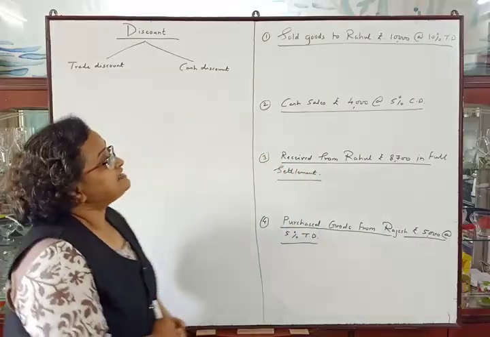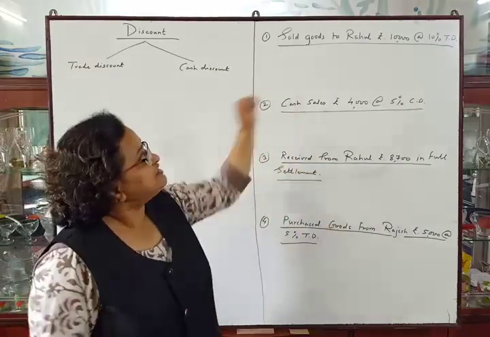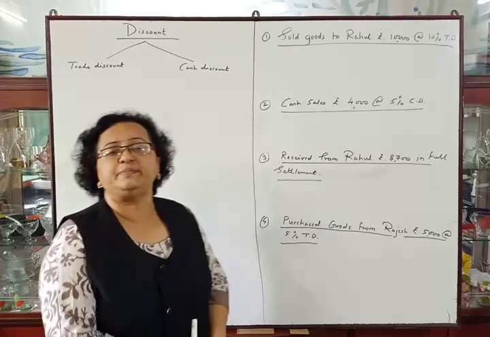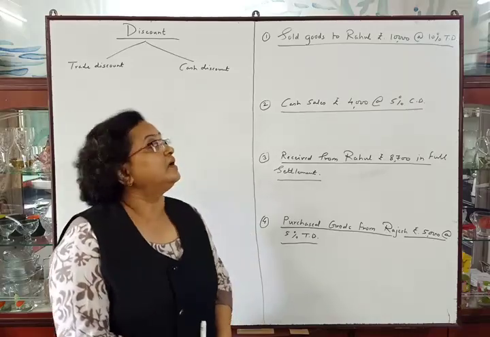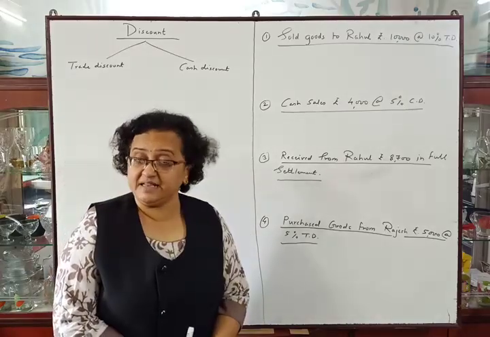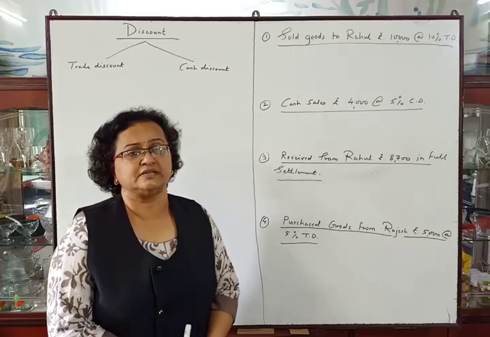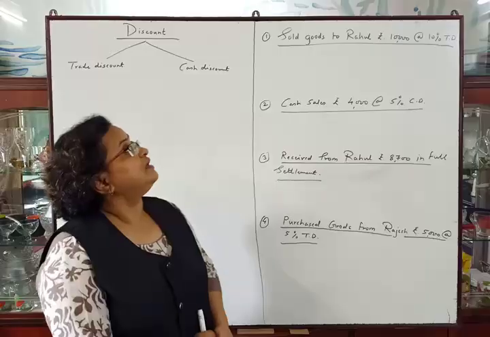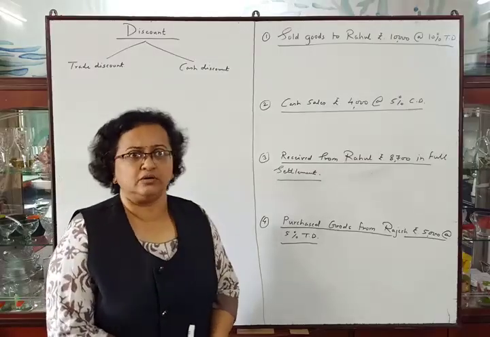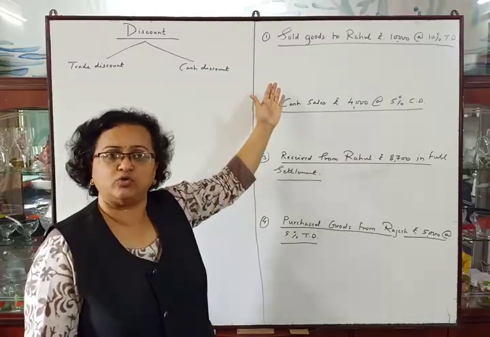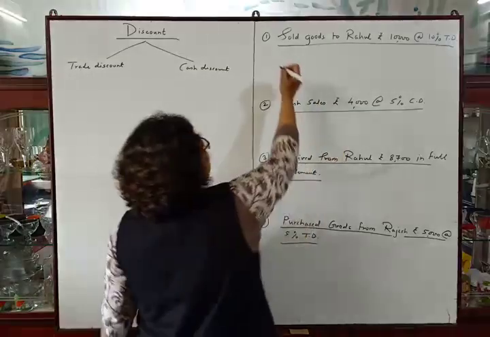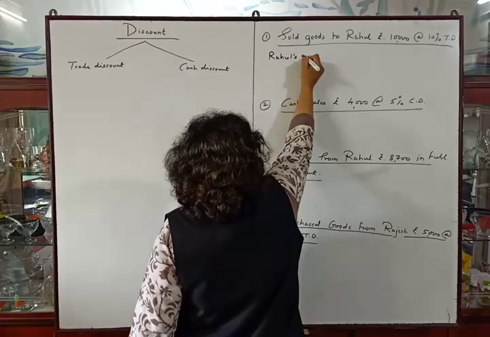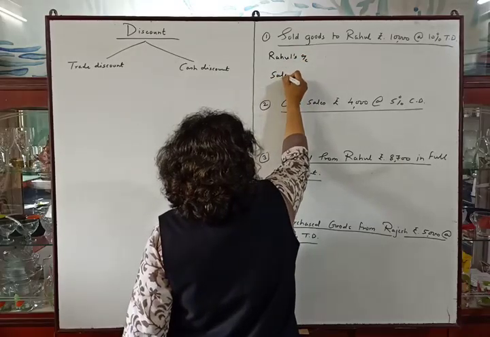Okay. Let's start. First entry, sold goods to Rahul rupees 10,000 at 10% trade discount. Here trade discount is given, so separate discount account will not be maintained in this transaction. So two accounts will be involved. We know which two accounts are involved in this transaction. One is Rahul's account and second is sales account.